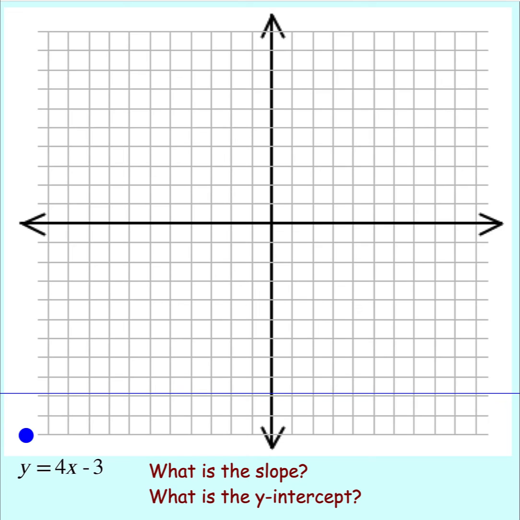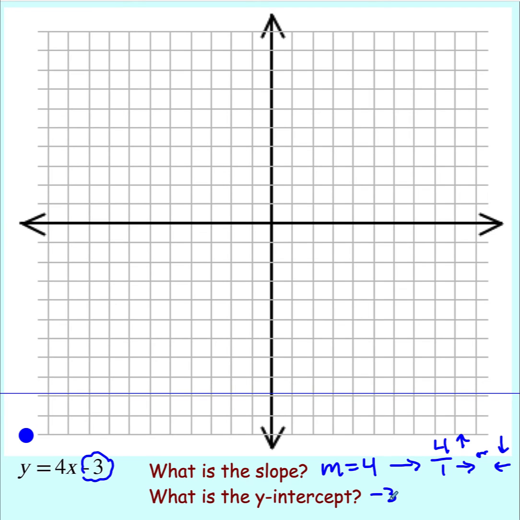Okay, so let's see how you did. You should have gotten for the slope that it is 4, and that gives you a slope of 4 over 1, which means you're going up 4 and right 1, or you're going to go down and left, depending on how you decided to do it. The y-intercept would be negative 3.